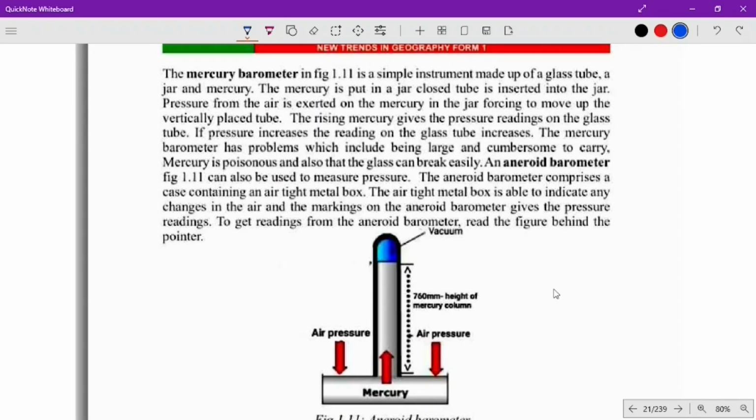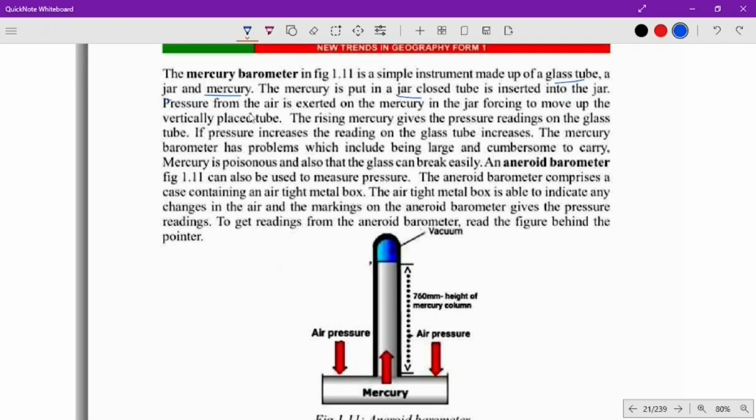Now, we can also use a mercury barometer to measure pressure. A mercury barometer is a simple instrument made up of a glass tube, a jar, and mercury. The mercury is put in a jar, and a closed tube is inserted into the jar.